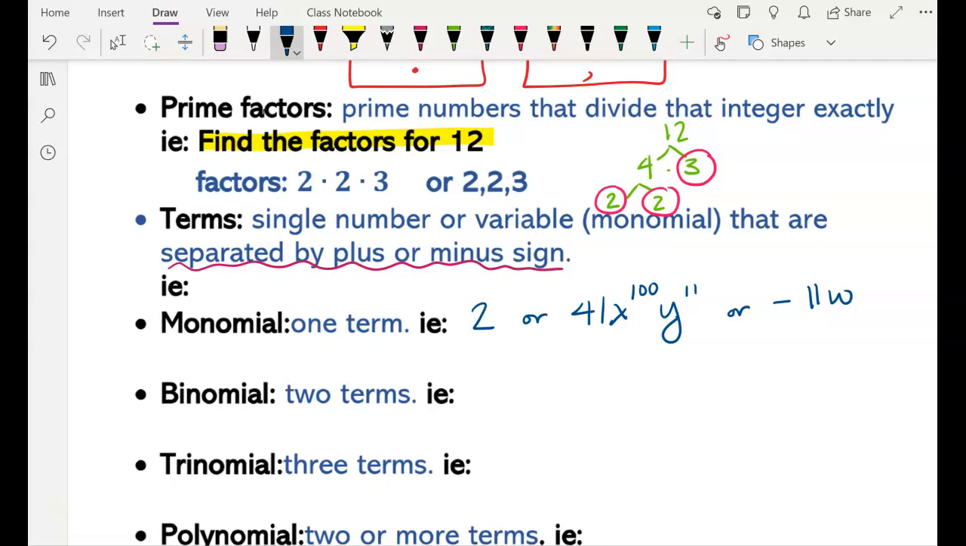Now, a binomial means 2. Bi means 2, tri means 3, mono means 1. So 2 terms, and we can add these together. So 2 plus 41x to the 100, y to the 11th. That's a binomial. Or we can do negative 11w plus 4. That would also be a binomial.